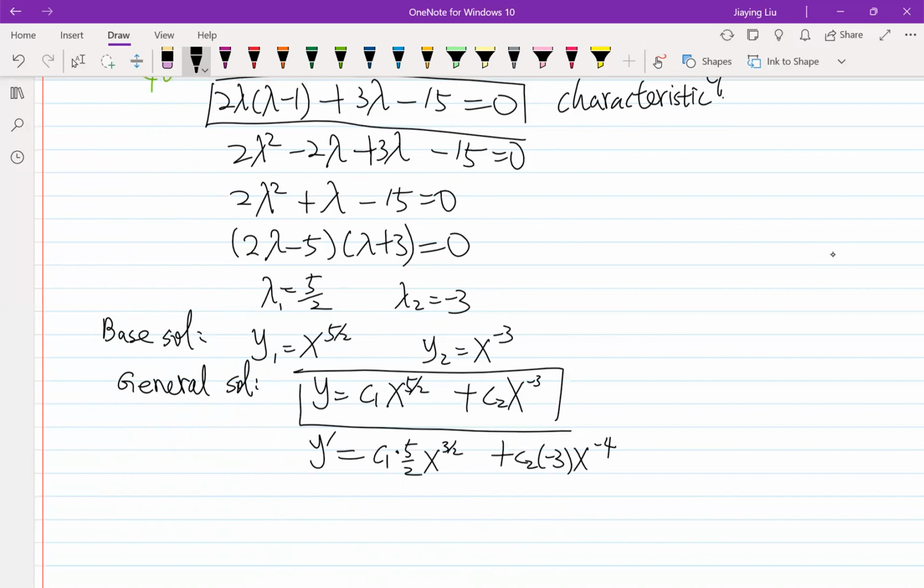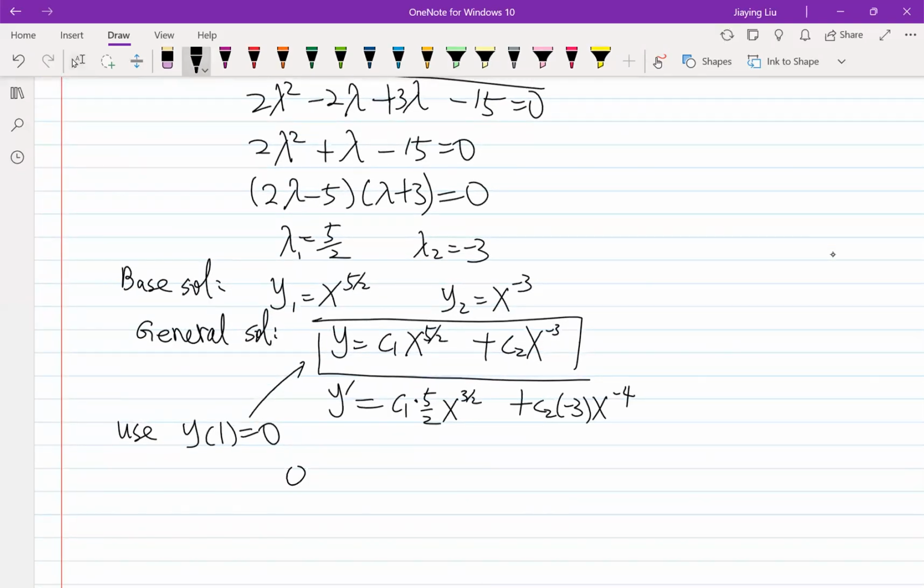Remember, we take the derivative, we move the exponent to the front, and we subtract 1. Apply the initial condition. y of 1 equals 0. So if we put 1 into this general solution, we get 0 equals C1. Well, 1 to the 5/2 is 1, and 1 to the negative 3 is still 1, plus C2. And then we're going to use the second condition, y prime of 1 equals 1. I'm going to put this into the derivative we found. So we get 1 equals C1 times 5/2.